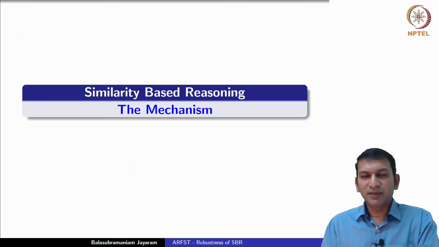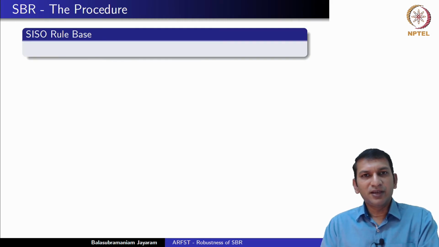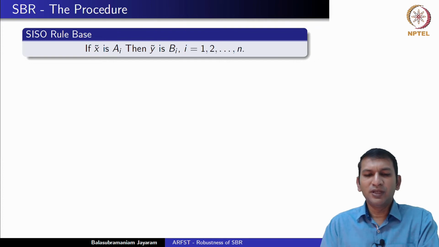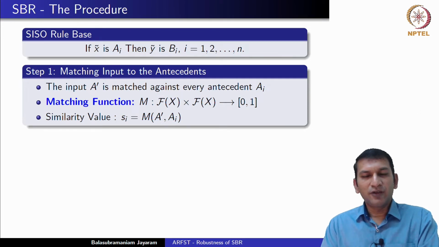Let's take a quick recap of the mechanism itself. So we are given a set of SISO rules, single input, single output rules of the form if x is Ai, then y is Bi, n of them. Given an input A dash, we use a matching function to compare the similarity between the given input A dash and each of the antecedents Ai.